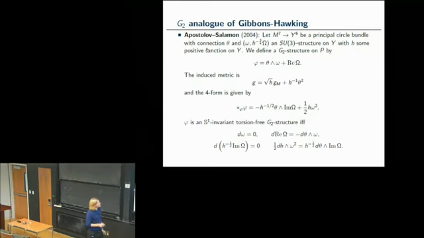But then we define a G2 structure on this the same way as we did before. So this then has induced metric this, which looks somewhat analogous to the Gibbons-Hawking type ansatz. And if we do that, then the four form turns out to be this. And so then you can write down equations for when this is an S1 invariant torsion free G2 structure, and you get the following system of equations, which does not look as simple as just trying to solve a harmonic function.